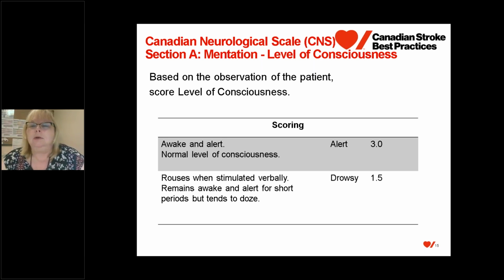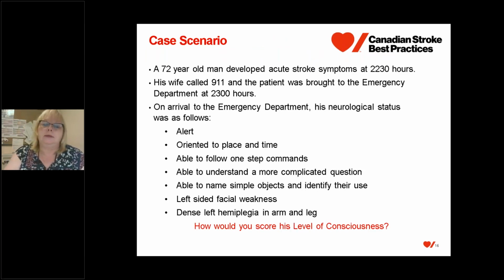If the patient is alert, they would receive a score of 3. If the patient is drowsy, they would receive a score of 1.5. So if we go back to our case scenario, how would we score his level of consciousness? He would be scored 3, alert, and receive a score of 3.